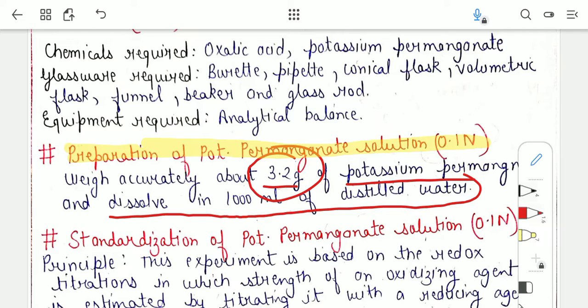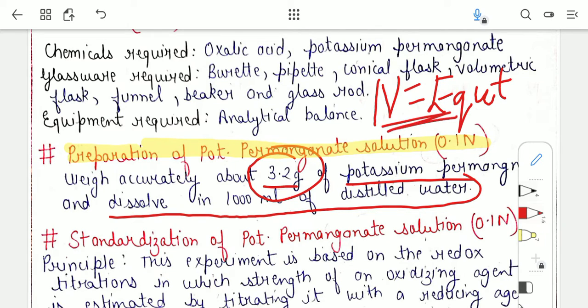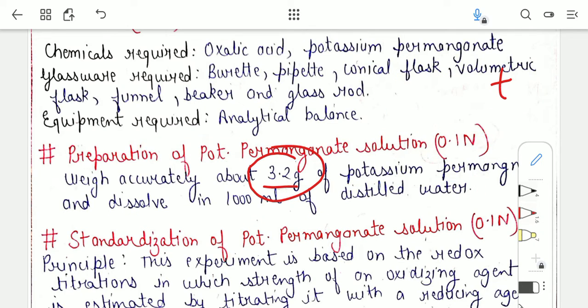If you have watched my previous videos, there also I have explained that whenever we have to prepare normal solutions, we see the equivalent weight, and equivalent weight is equal to the molecular weight upon the n factor. Okay, so molecular weight of potassium permanganate we can calculate, and now let us talk about the n factor.